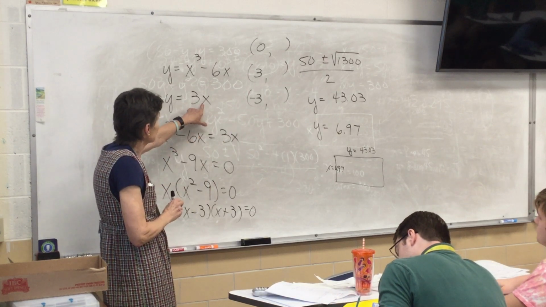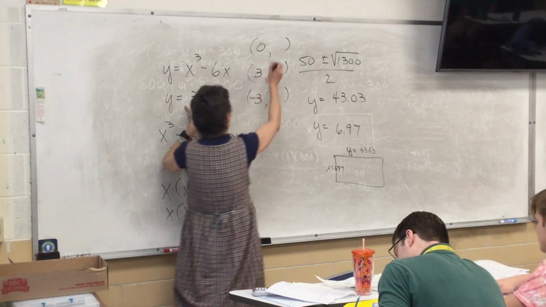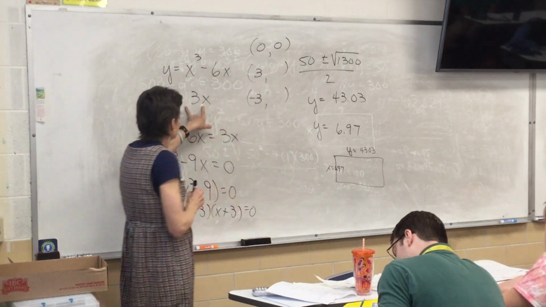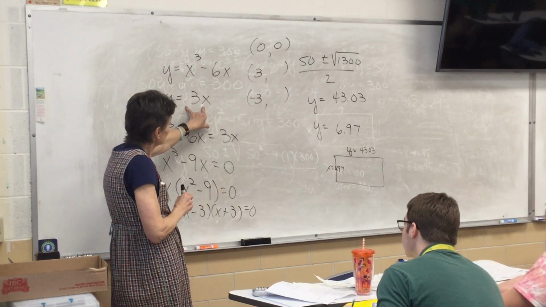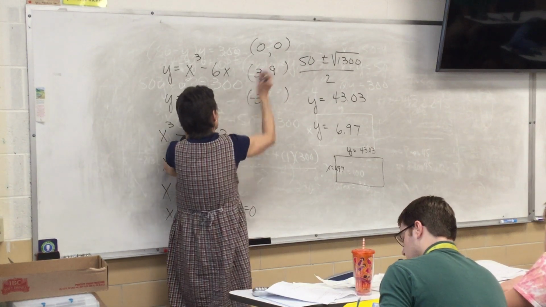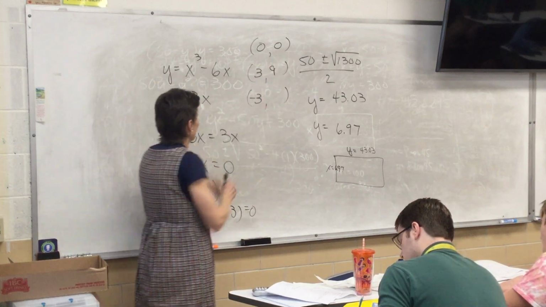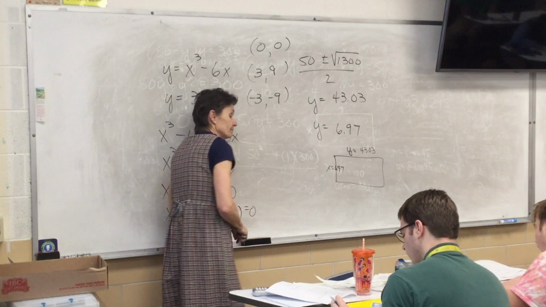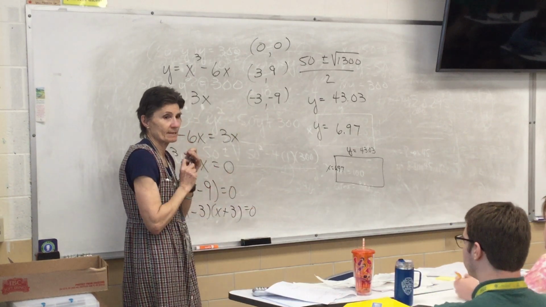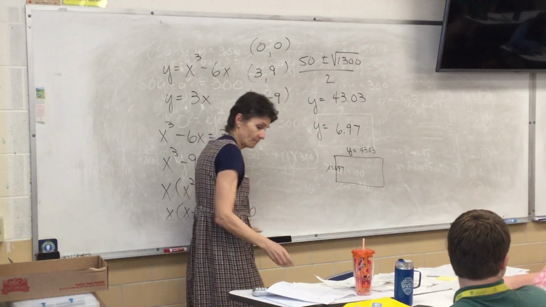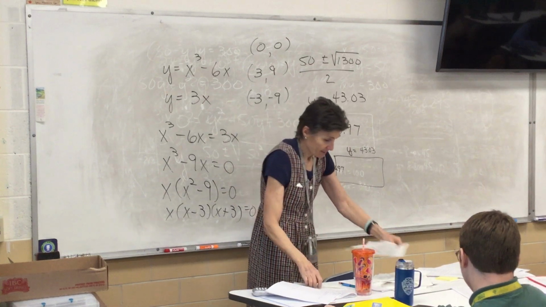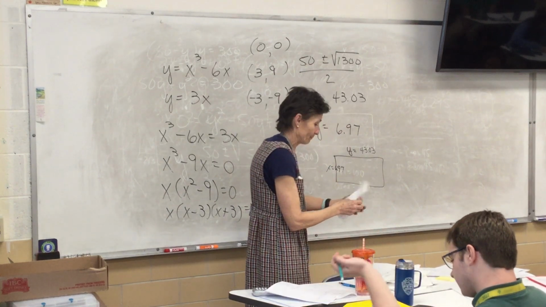All right, if x is 0, it looks like so is y. If x is 3, y is 9. And if x is -3, y is -1. I told you it was easy stuff. Easy stuff. In the beginning, it's always easy.